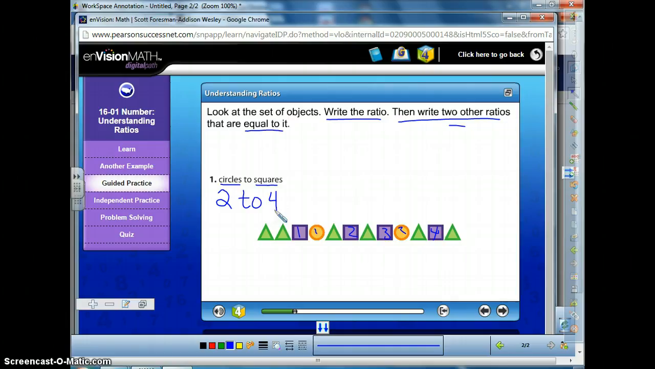Now I need to come up with 2 additional ones that are equal. What is a ratio that I can come up with that is equal to 2 to 4? Give me another equivalent ratio. Dylan Allen? 1/2. How did you get 1/2? I divided by 2. If I divide top and bottom by 2, an equal ratio I get is 1/2. You're correct. 1/2 or 1 to 2. I need one more. Again, my original was 2/4.